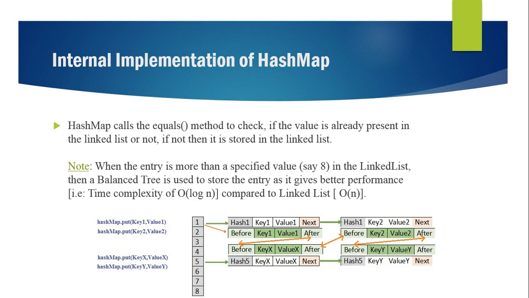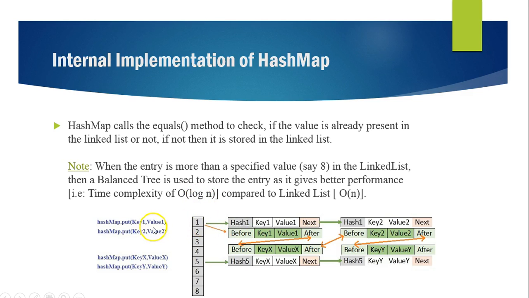Okay. When the number of key value entries exceeds a specific number, say 8, in that scenario the linked list will be replaced by a balanced tree, which gives better performance compared to a linked list. See here, the time complexity in case of the balanced tree is big O of log n, whereas in case of linked list it is big O of n. So this balanced tree is more efficient in performance.